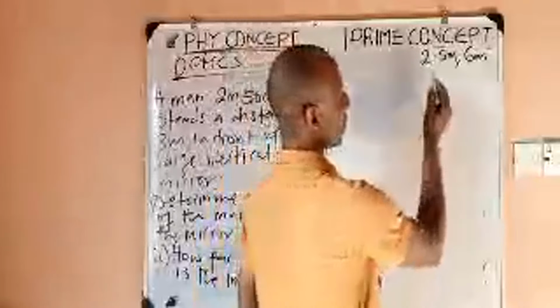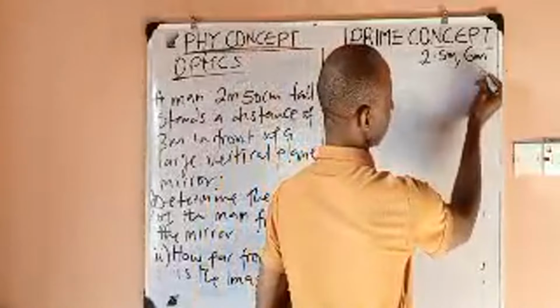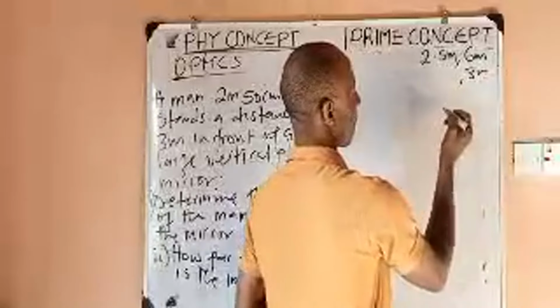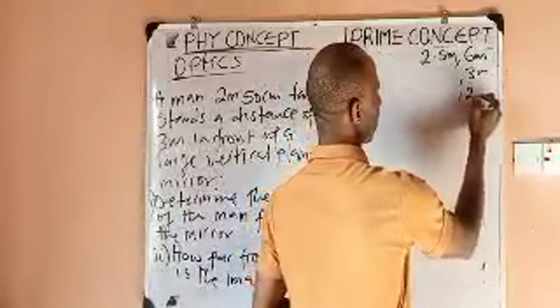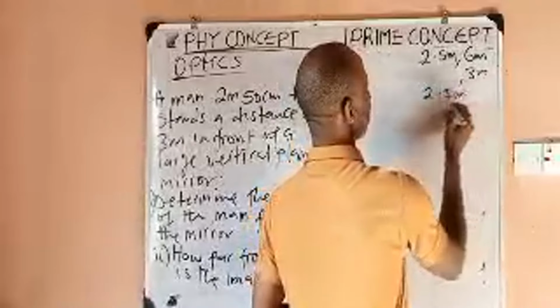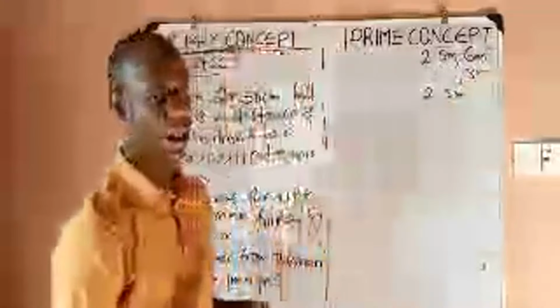Anthony: 2.5 meter for the size of the man, and the height is 3 meter. 3 meter for the second. Okay. Then Charles says 2.5 meter, the only answer that he gave. Okay. Then Chisom said 2.5 meter and 6 meter. Okay. All right. I think we can move on.